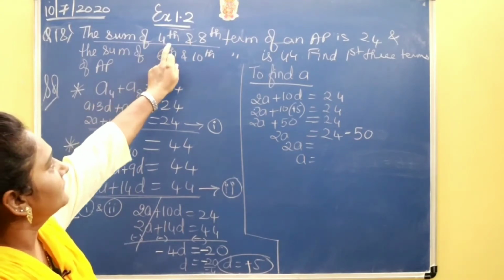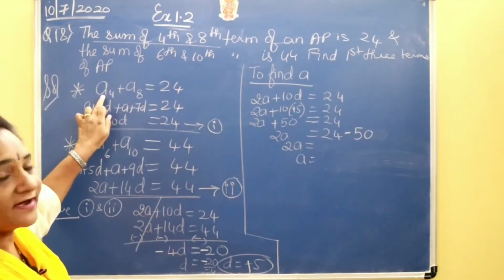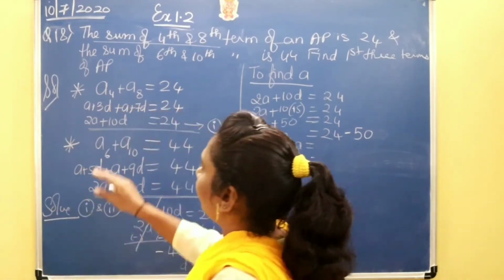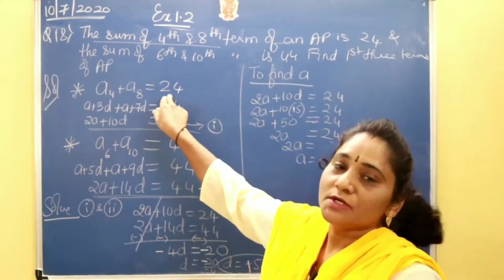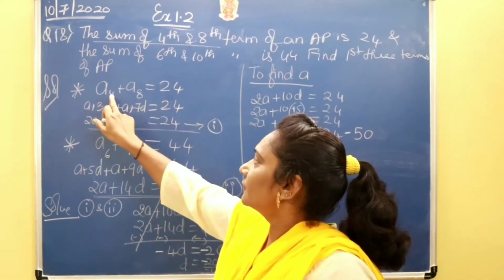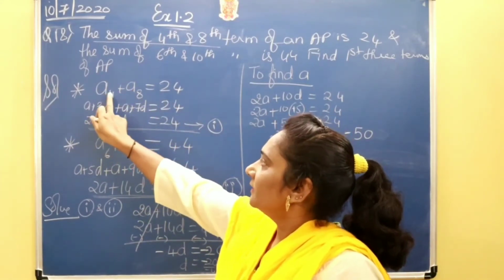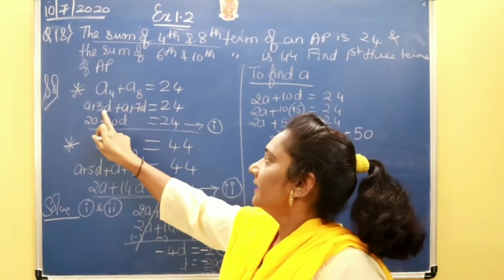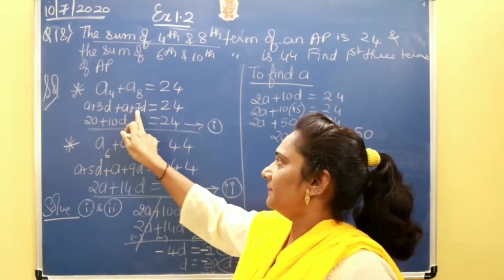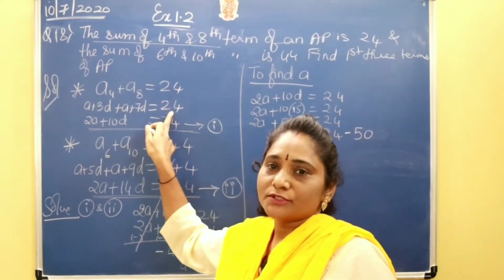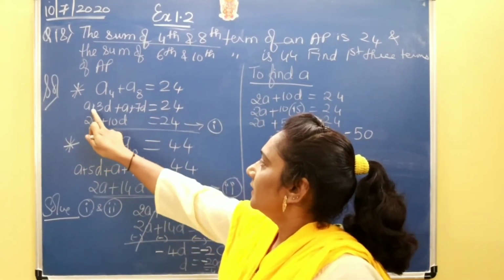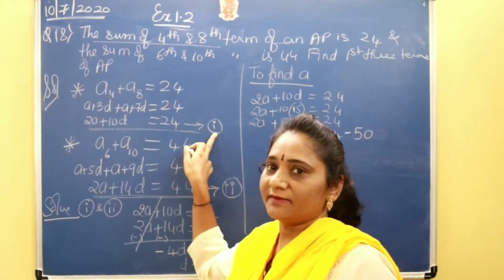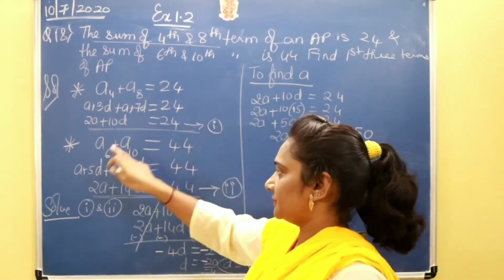So the sum of 4th and 8th, so we have to take a4 plus a8. a4 plus a8 is equal to 24. 4th term, 8th term: a4 is a plus 3d, a8 is a plus 7d. a plus 3d plus a plus 7d is equal to 24. 2a plus 10d is equal to 24. Let it be our first equation.